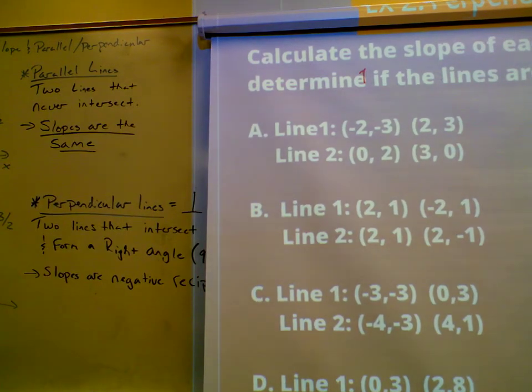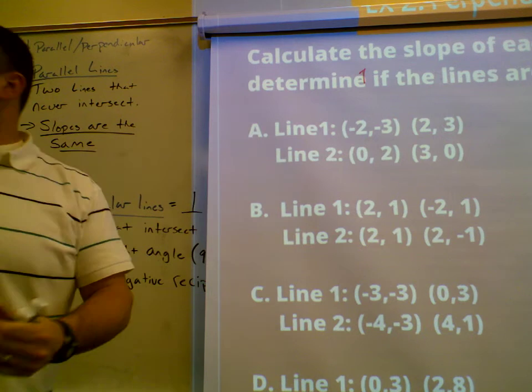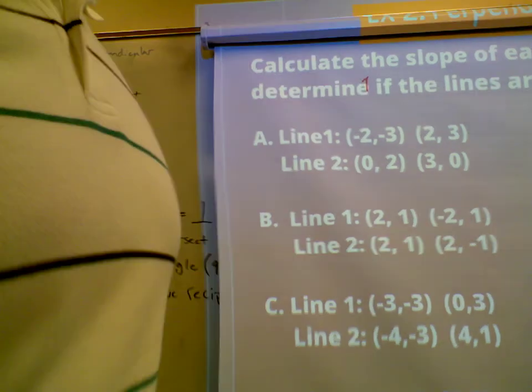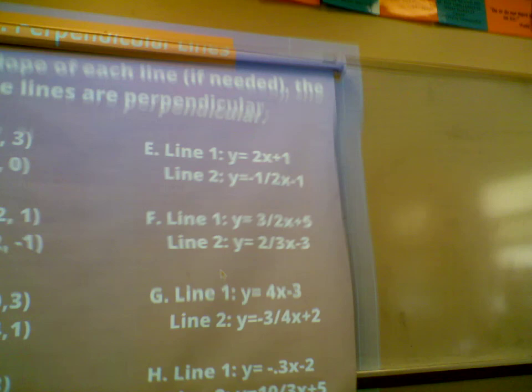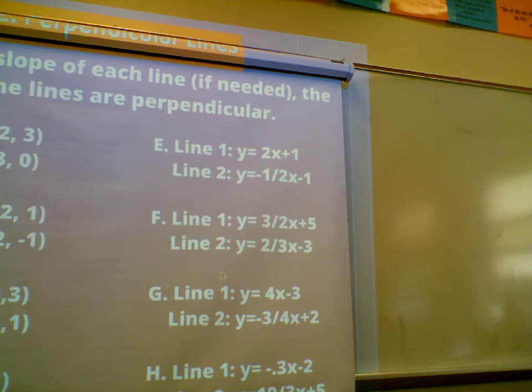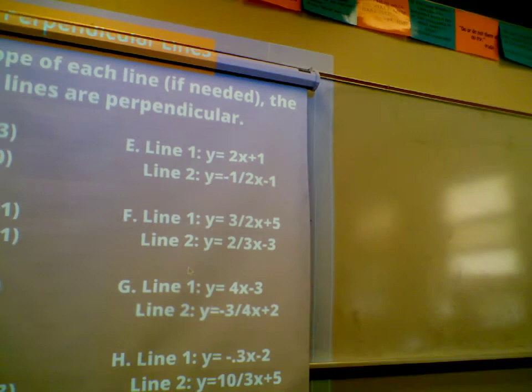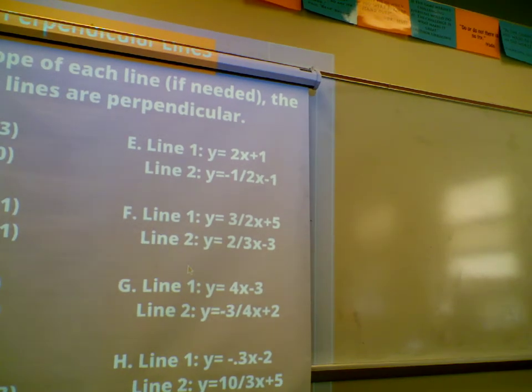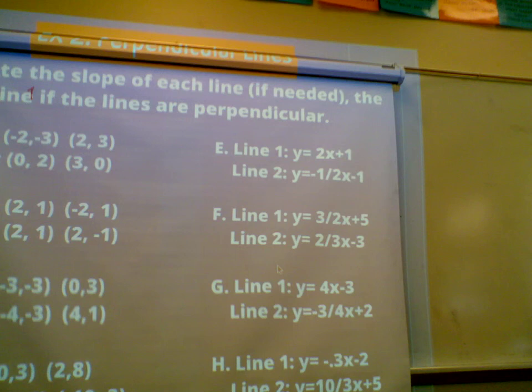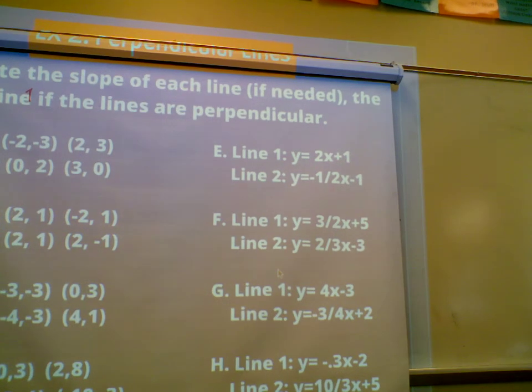Okay, so calculate the slope of each line if needed, then determine if the lines are perpendicular. So if I want to figure out if line 1 and line 2 are perpendicular, what do I have to do with line 1 and line 2? Find the slopes. So my points for line 1 and line 2 I get from the picture. My points are negative 2, negative 3.